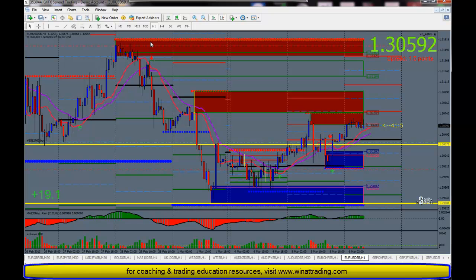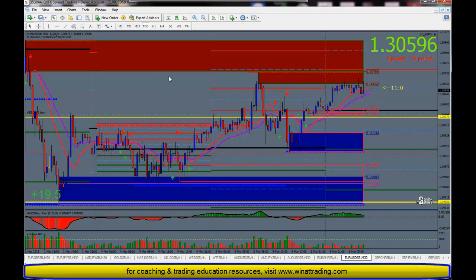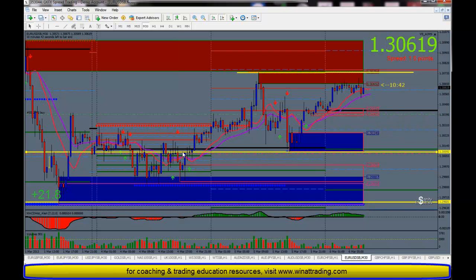Okay, this is the euro US dollar. Look at the 30-minute time frame. So we're looking for longs above this area here, which is 1.30742, and shorts below 1.30092. Let's take a look at some higher time frames on here.